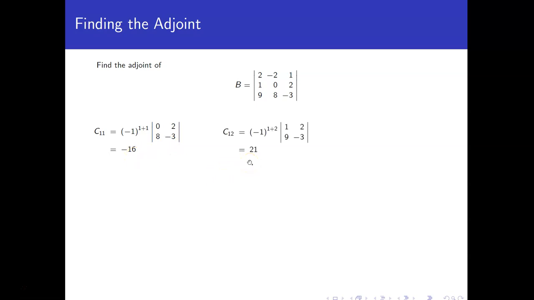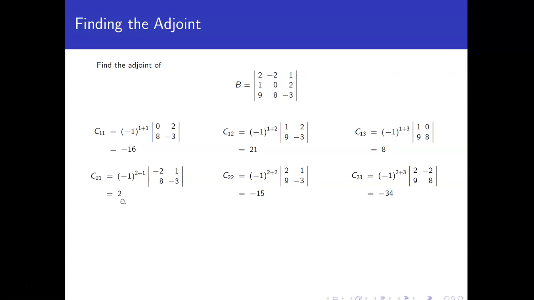Do the next one. Row 1, column 2 gets deleted. So we're left with 1, 2, 9, negative 3 as the minor. Take its determinant. The row 1, column 2 has a negative associated with it on the sign board, or again, you can use the formula. We get 21. And we do the rest for the other cofactors. We see that the 1, 3 cofactor is 8. The 2, 1 cofactor is 2, and so on down the line. Just clicking through the rest of these to show you what they are. There are our 9 cofactors associated with this matrix.